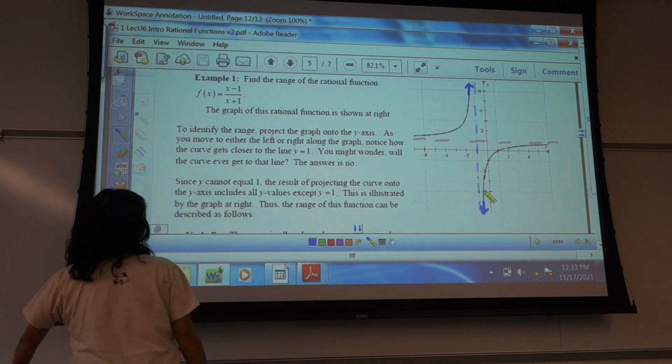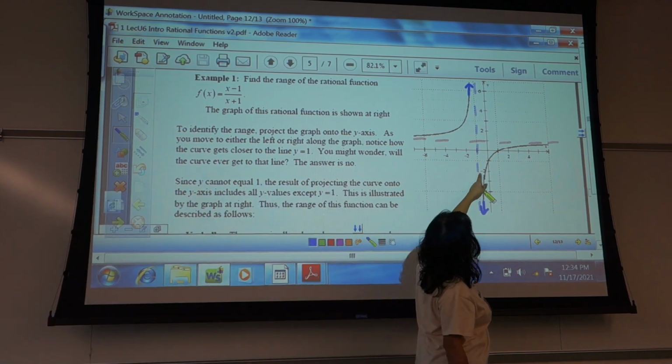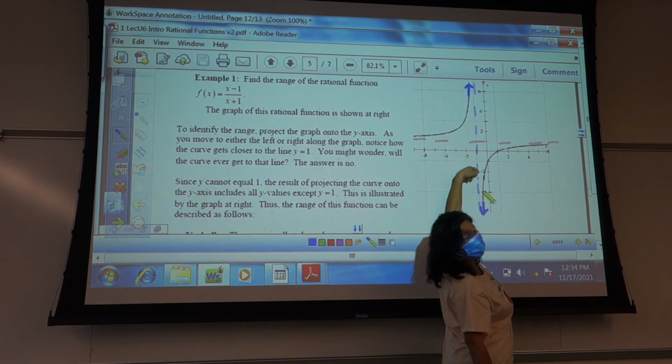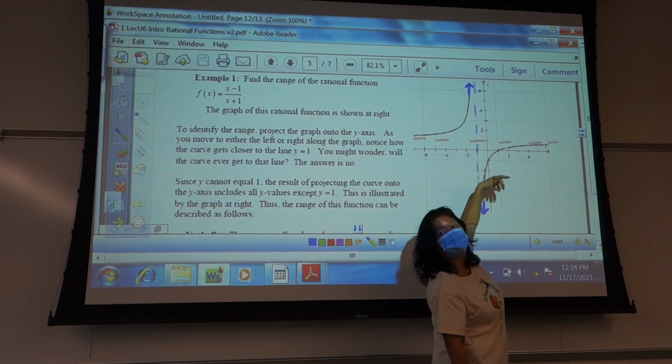And again, if you're not sure, just pick a couple points on there and say, okay, this is -1, -2. This is -1, 0. Oh, the -1 stays the same. The x stays the same. So x must be -1.